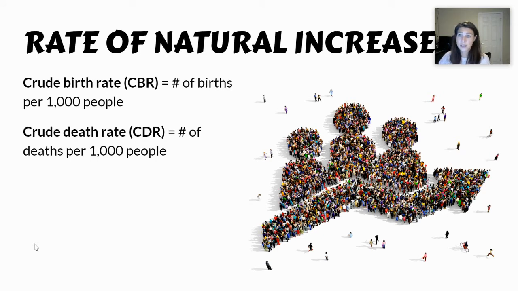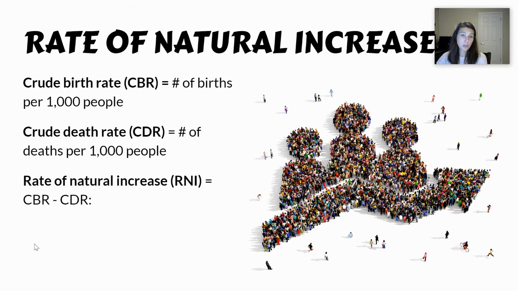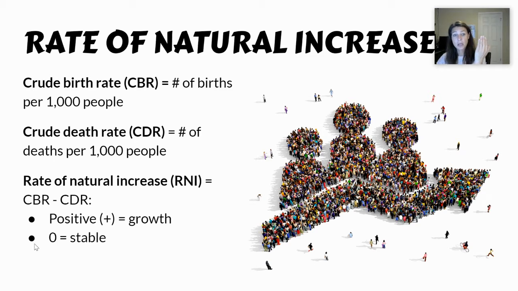So there's a couple more statistics that you're going to need in order to determine how fast or slow a population is growing. And that's crude birth rate and crude death rate. So you take the number of people born in a population per 1,000, the number of people who die in any given population per 1,000, and then you subtract them from one another. So you take crude birth rate minus crude death rate, and that gives you how fast or slow the population is growing. And if the number is positive, so if crude birth rate is higher than crude death rate, then you're going to see an increase in population.